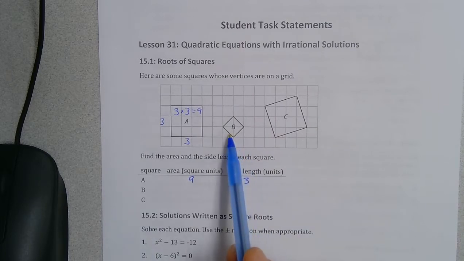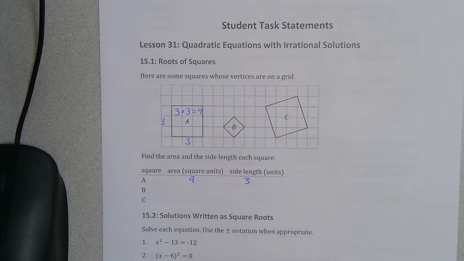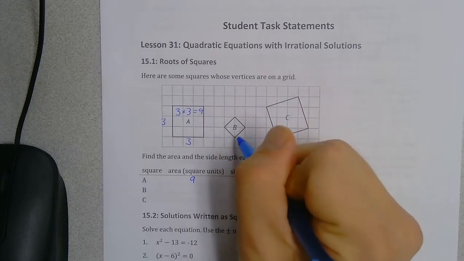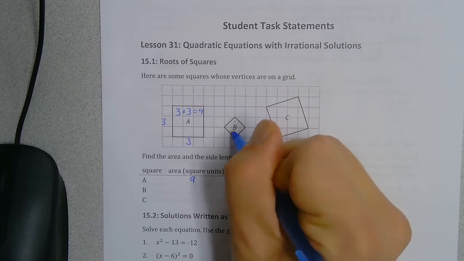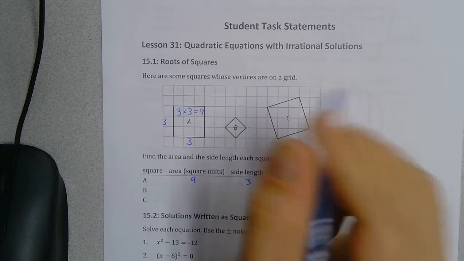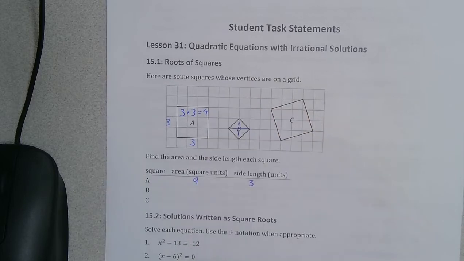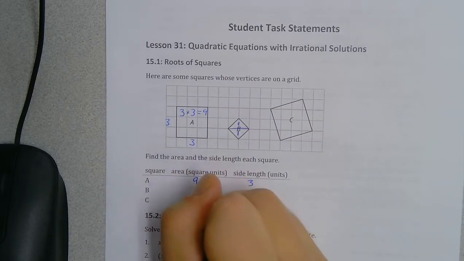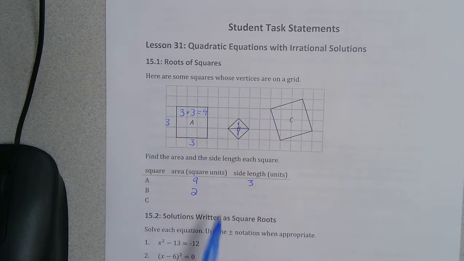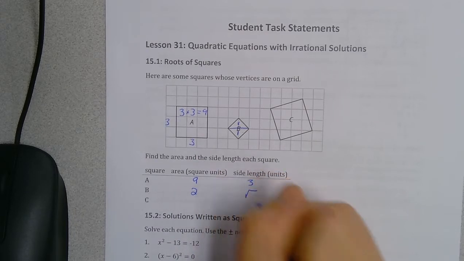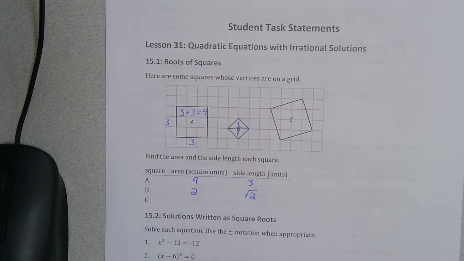In looking at B, it's a little bit harder to find the area. So I notice this is a half of a triangle and I have a half plus a half, that makes 1. So on this side, we have 1. And on this side, we have 1. So my area is 2. But now if I want to get the side length, I have to take the square root of the area to get the side length. So the side length would be the square root of 2.